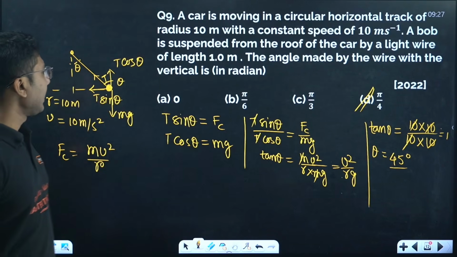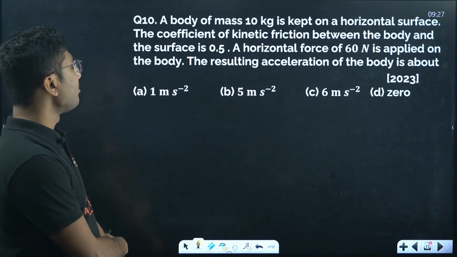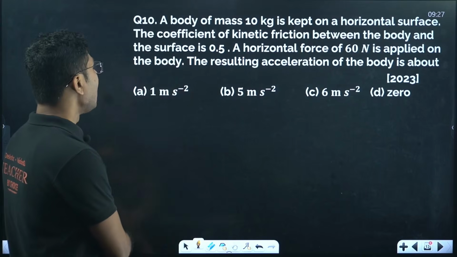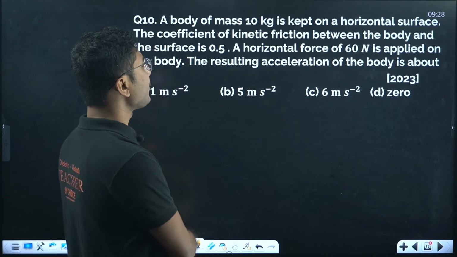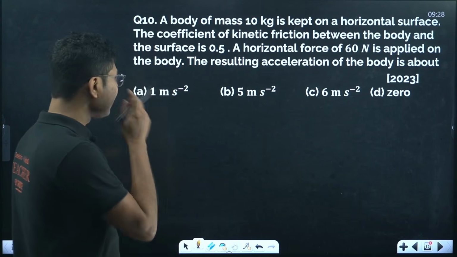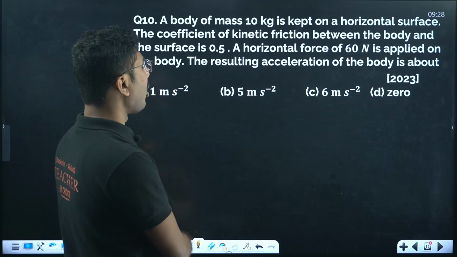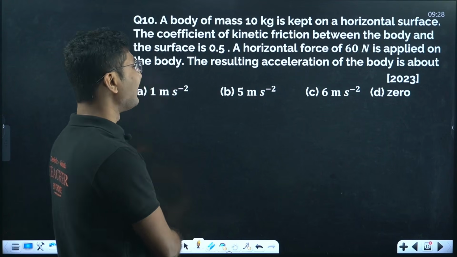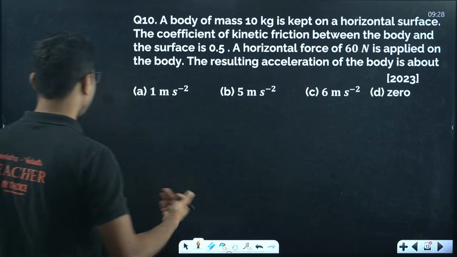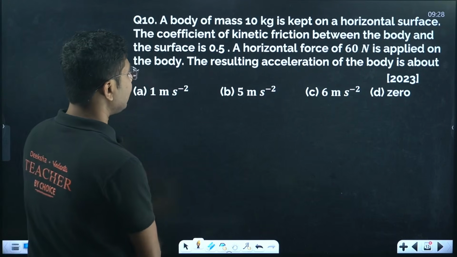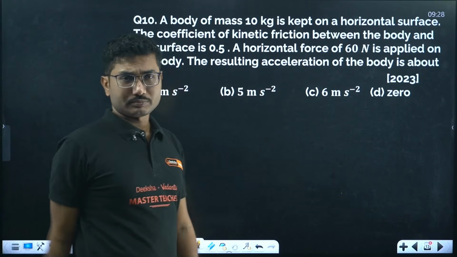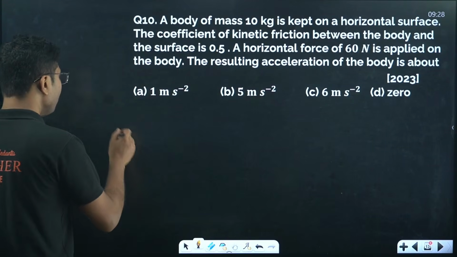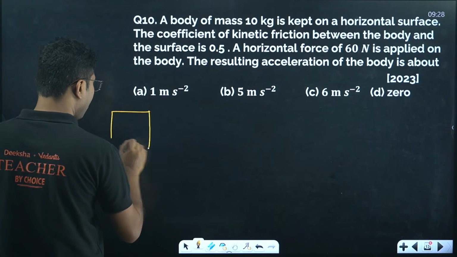Next question. A body of mass 10 kg is kept on a horizontal surface. The coefficient of kinetic friction between the body and the surface is 0.5. A horizontal force of 60 Newton is applied on the body. Find the resulting acceleration of the body. First of all, only kinetic friction is given. Static friction is not given, so assuming that the object will move, we have to draw the free body diagram.